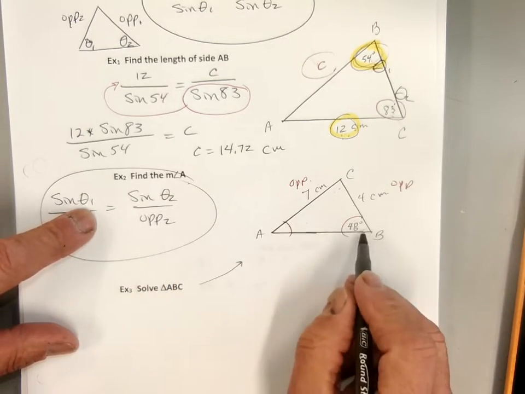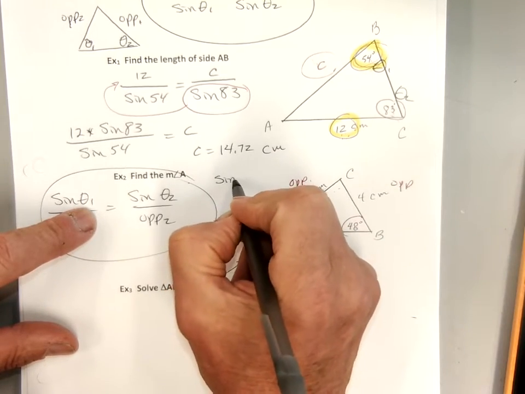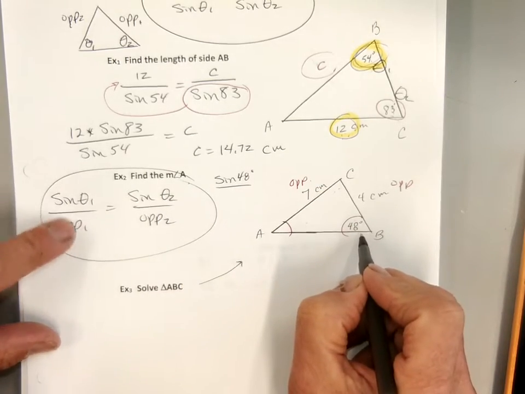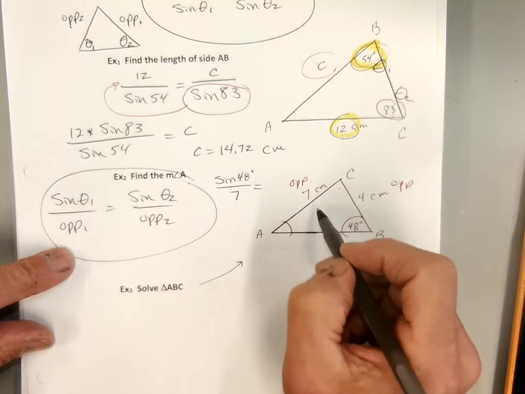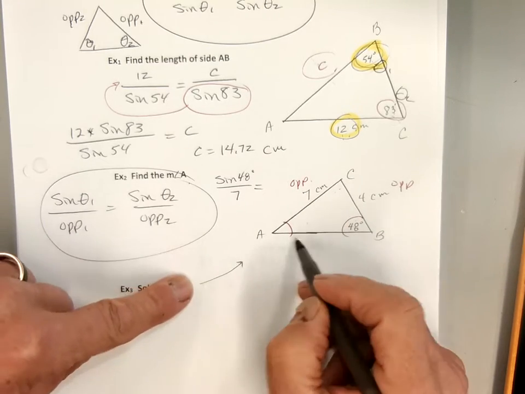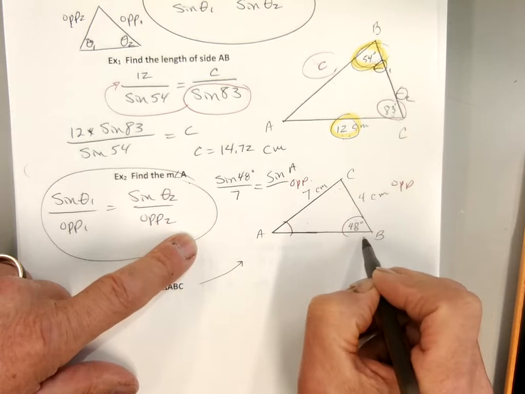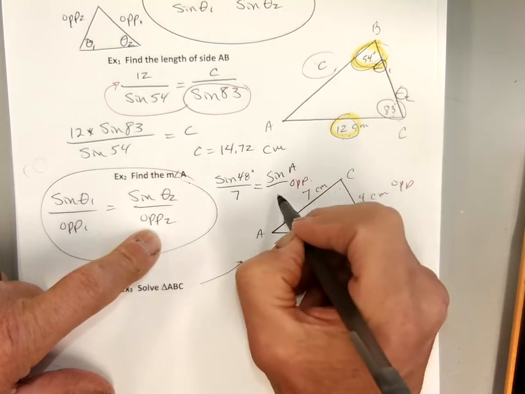Sine of theta 1, sine of 48 degrees, there's my angle, over its opposite side, over 7. So sine of the angle over its opposite equals sine of theta 2, which I don't know, that's angle A, over its opposite side, which would be 4.